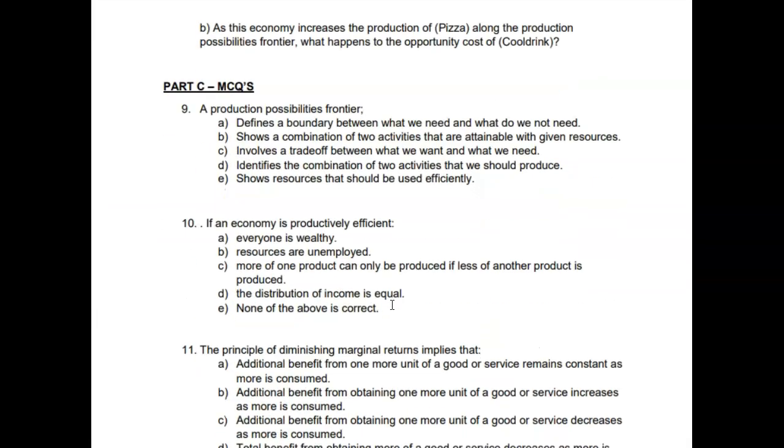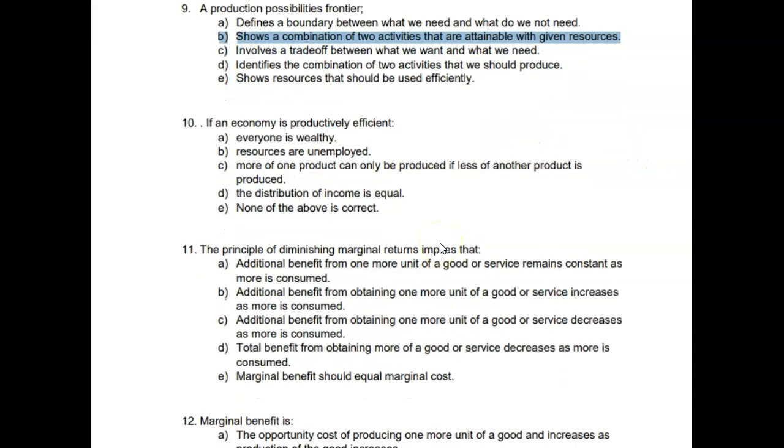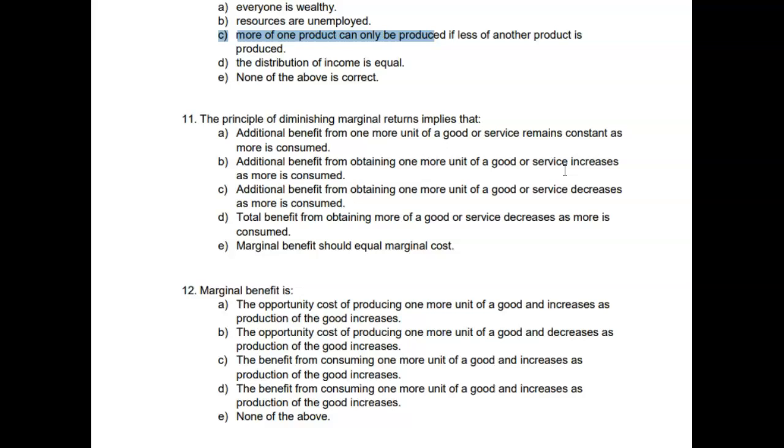Okay, so multiple choice questions. The production possibilities frontier shows the combinations of goods that are attainable with the given resources. That's the answer. 10. If an economy is producing efficiently, the answer will be C. More of one product can only be produced if less of another product is produced. You can see that in the bowed out shape of the PPF. 11. The principle of diminishing returns implies that, I'll say it's C. The additional benefit from obtaining one or more units of a good decreases as more is consumed.